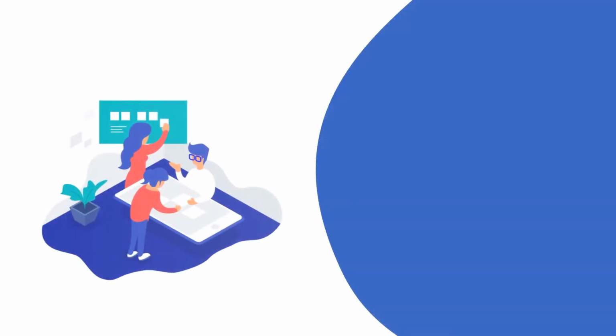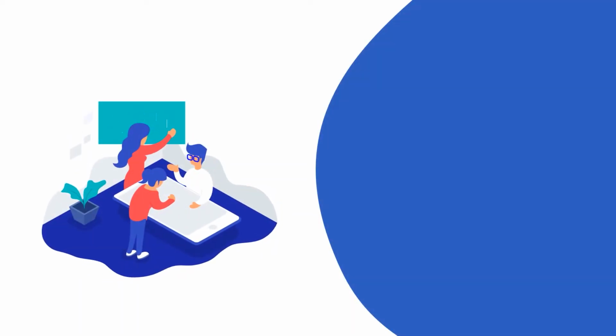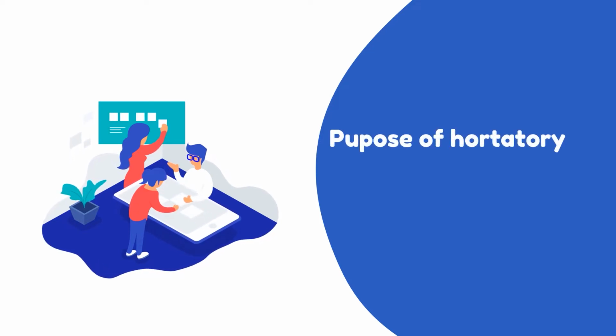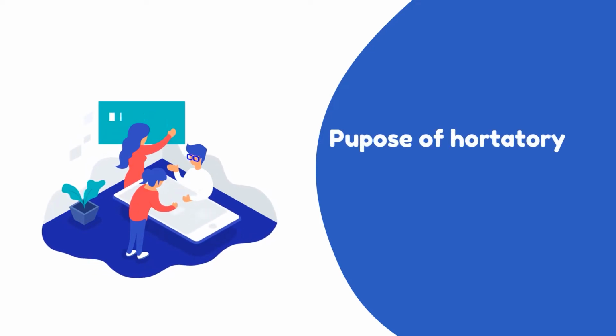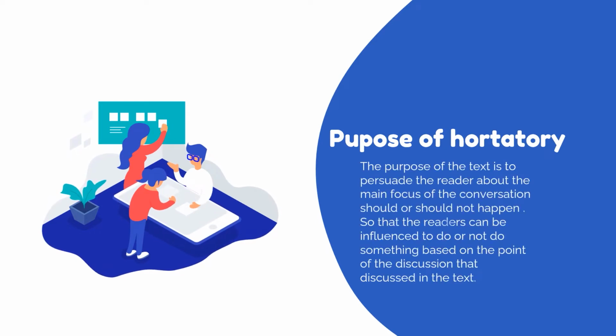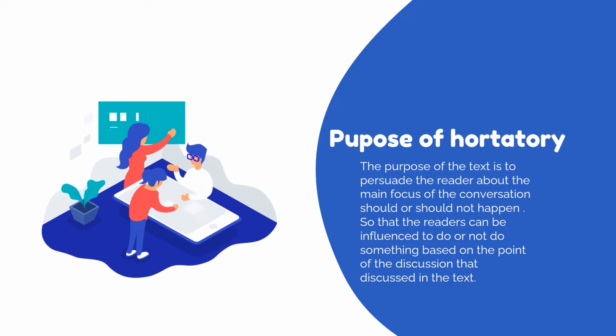Okay, for the next I will provide information about the purpose of hortatory exposition. You can write it down in your book so you don't forget the material. The purpose of hortatory exposition. The purpose of the text is to persuade the reader about the main focus of the conversation, whether it should or should not happen, so that the readers can be influenced to do or not do something based on the point of the discussion that is discussed in the text.